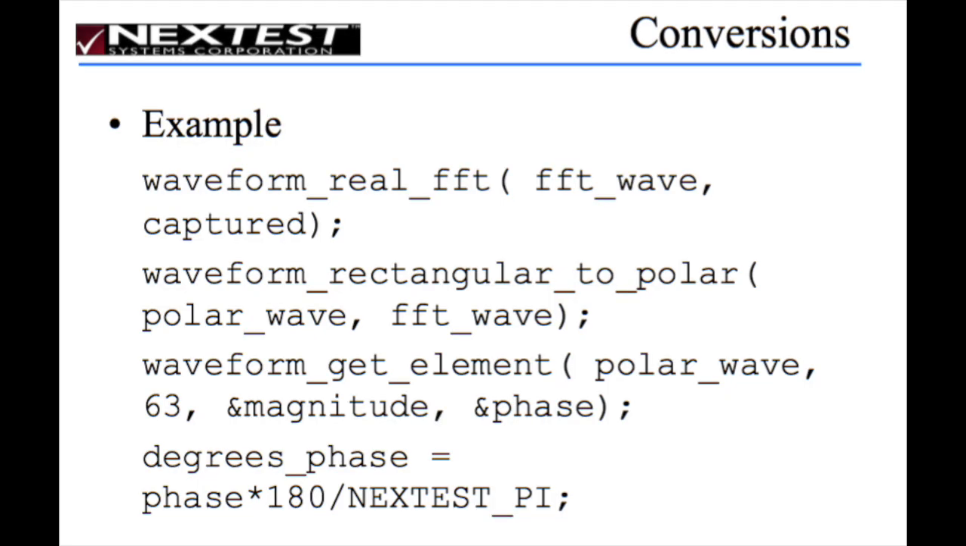Okay, so we've done the rectangular to polar conversion. Now we can do waveform get element, polar wave, 63, that's the bin number, magnitude and phase. So we get element 63 from polar wave, and we get the magnitude and the phase. The next thing we do is we convert the phase into degrees from radians.